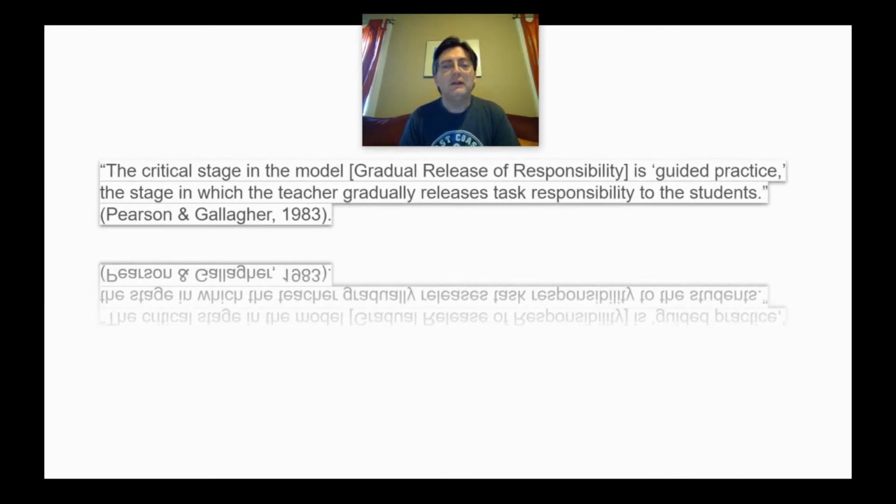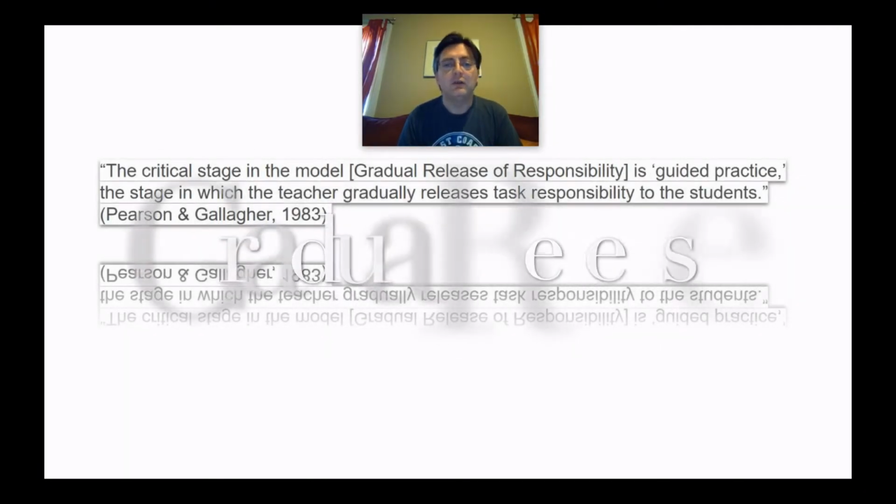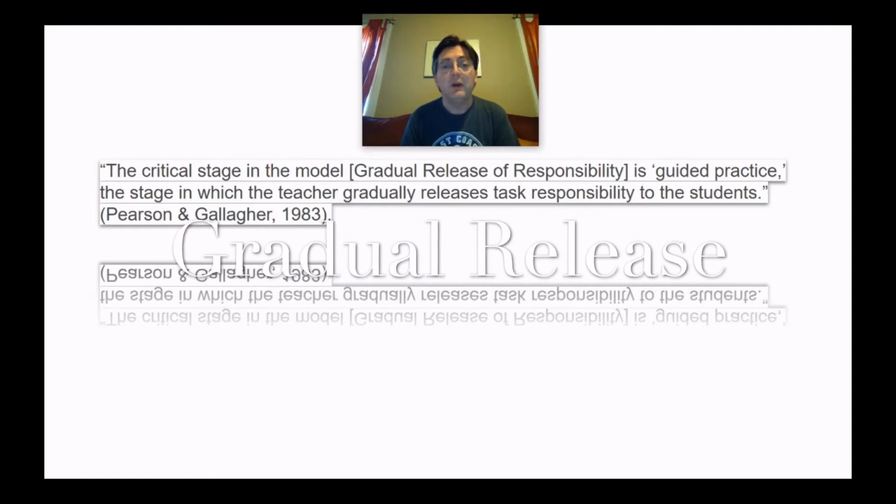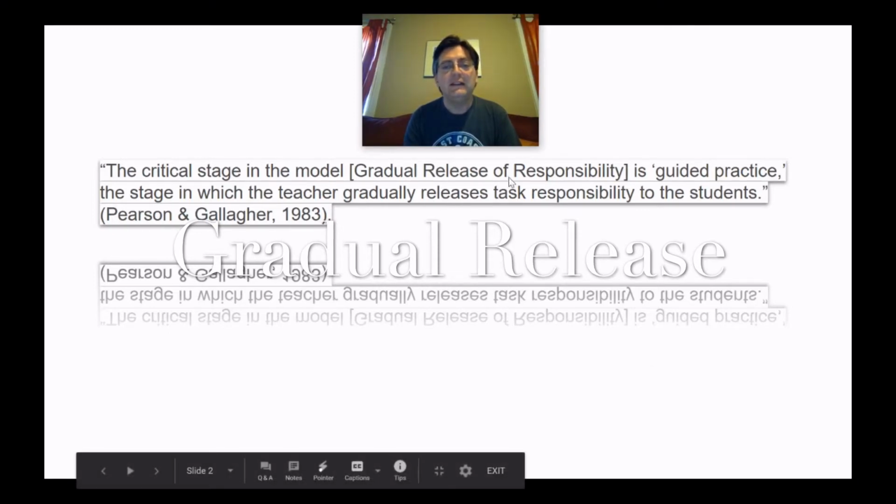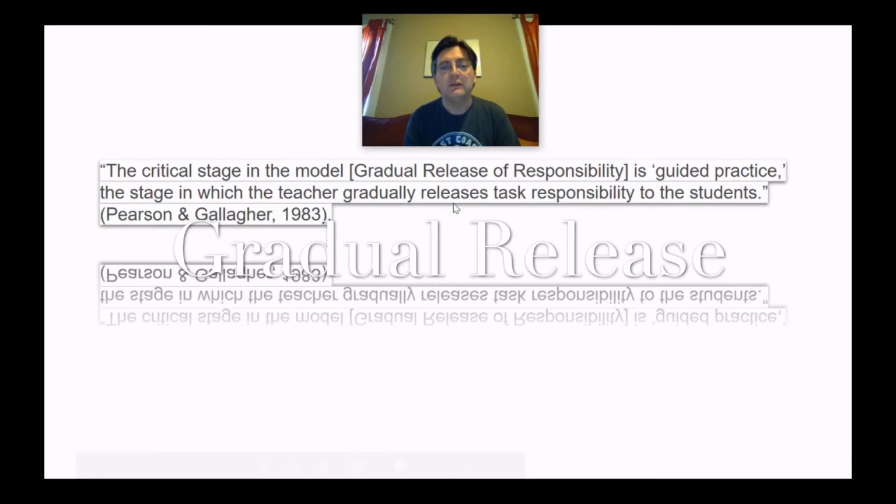So here's a key point to start off with, a great quote. It says, critical stage in the model. Here it's talking about gradual release of responsibility, but it would also work in terms of the workshop model, is guided practice. The stage in which the teacher gradually releases task responsibility. And that part there is a key thing there. Gradual release. Since we're expecting the task and the responsibility for the task to be 100% on the student, you need to make sure there's this gradual release so that the student's able to find success in what they're doing.